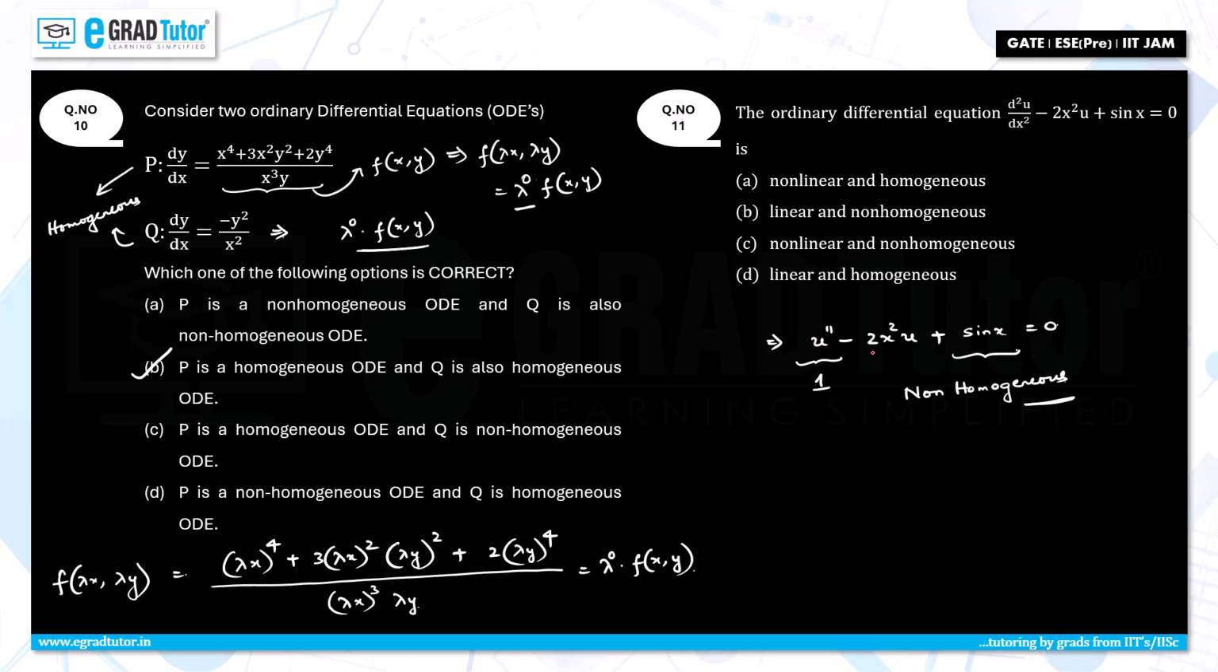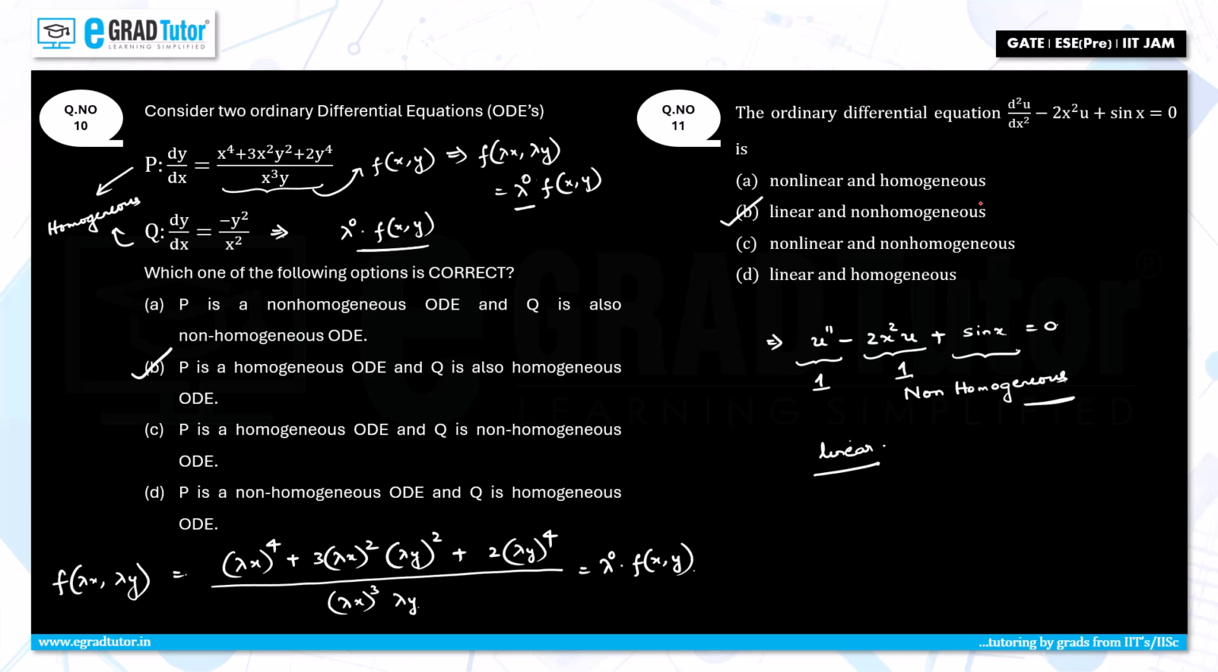Degree of u is 1 or its derivative. I think the second derivative is 1. Here the degree of u is 1. So this equation is linear. It is a linear non-homogeneous differential equation. Okay, so the given equation is linear and non-homogeneous differential equations.